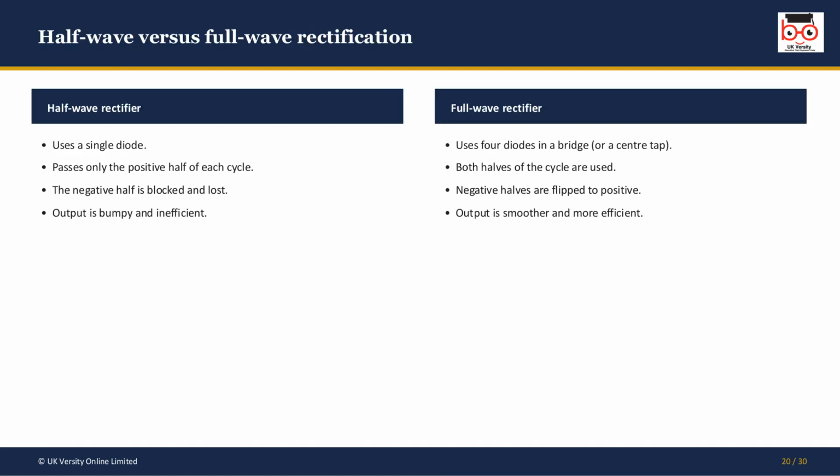Let's compare the two. A half-wave rectifier uses a single diode and passes only the positive half of each cycle, throwing the negative half away, so the output is bumpy and rather inefficient. A full-wave rectifier uses 4 diodes in a bridge or a center-tapped arrangement, so that both halves of the cycle are used, with the negative halves flipped up to positive. The result is a smoother and far more efficient output.